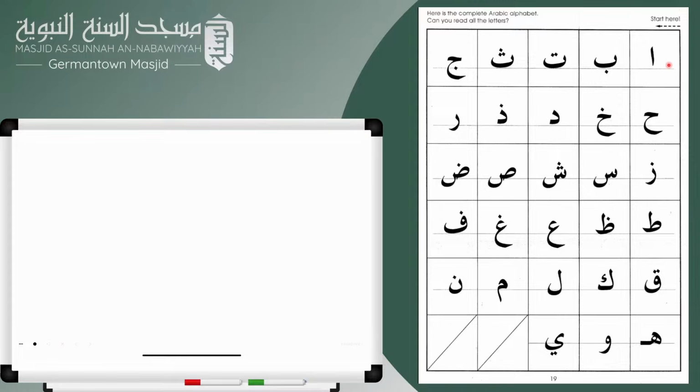Aleph. Aleph. Aleph. Next box. Ba. Ba. Ba. Next box. Ta. Ta. Ta. Next box. Fa. Fa. Fa. Please look at me.